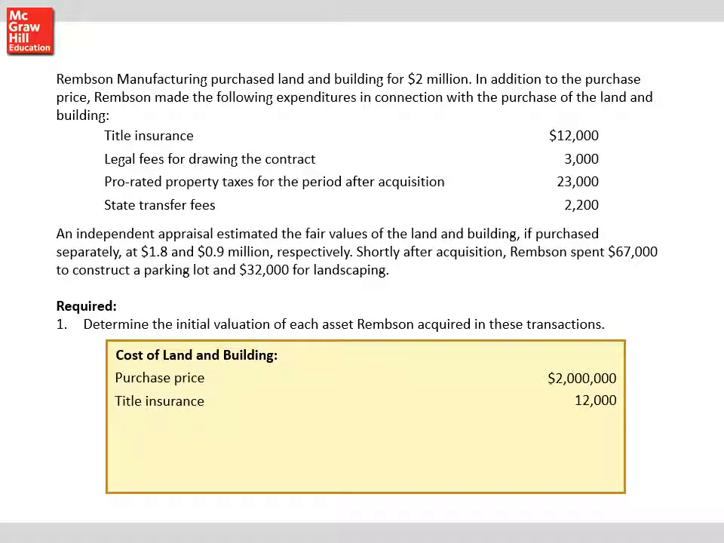By the way, first of all, we need to add in the purchase price. Not only that, we also need to add in title insurance, legal fees, because this was all part of that joint asset purchase, and state transfer taxes. The property taxes for the period after acquisition will actually be an expense. If these were property taxes for before the acquisition, so they were actually back property taxes of the previous owner, those would have been added in here. So the total cost is $2,017,200.